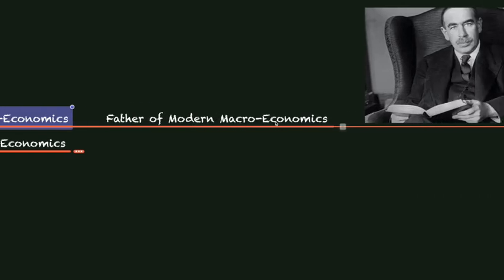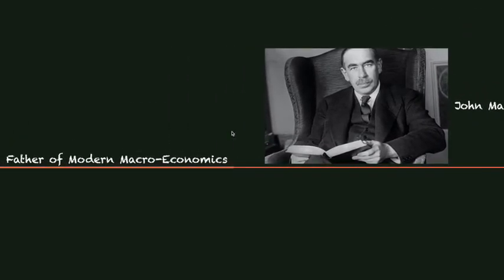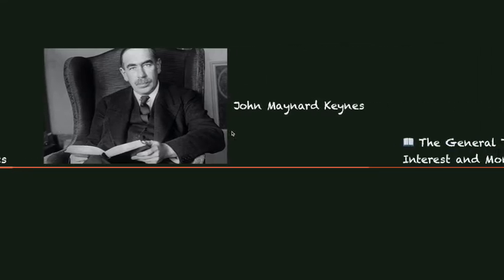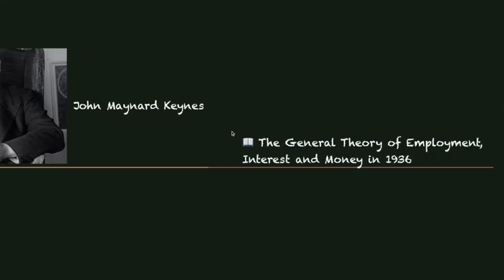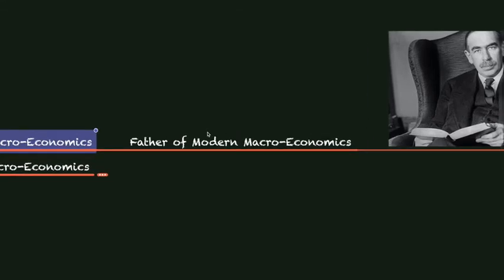First of all, John Maynard Keynes is known as the father of macroeconomics because in his book The General Theory of Employment, Interest and Money, which he published in 1936, he introduced the concept of macroeconomics and he talked about the Great Depression that happened during that period.